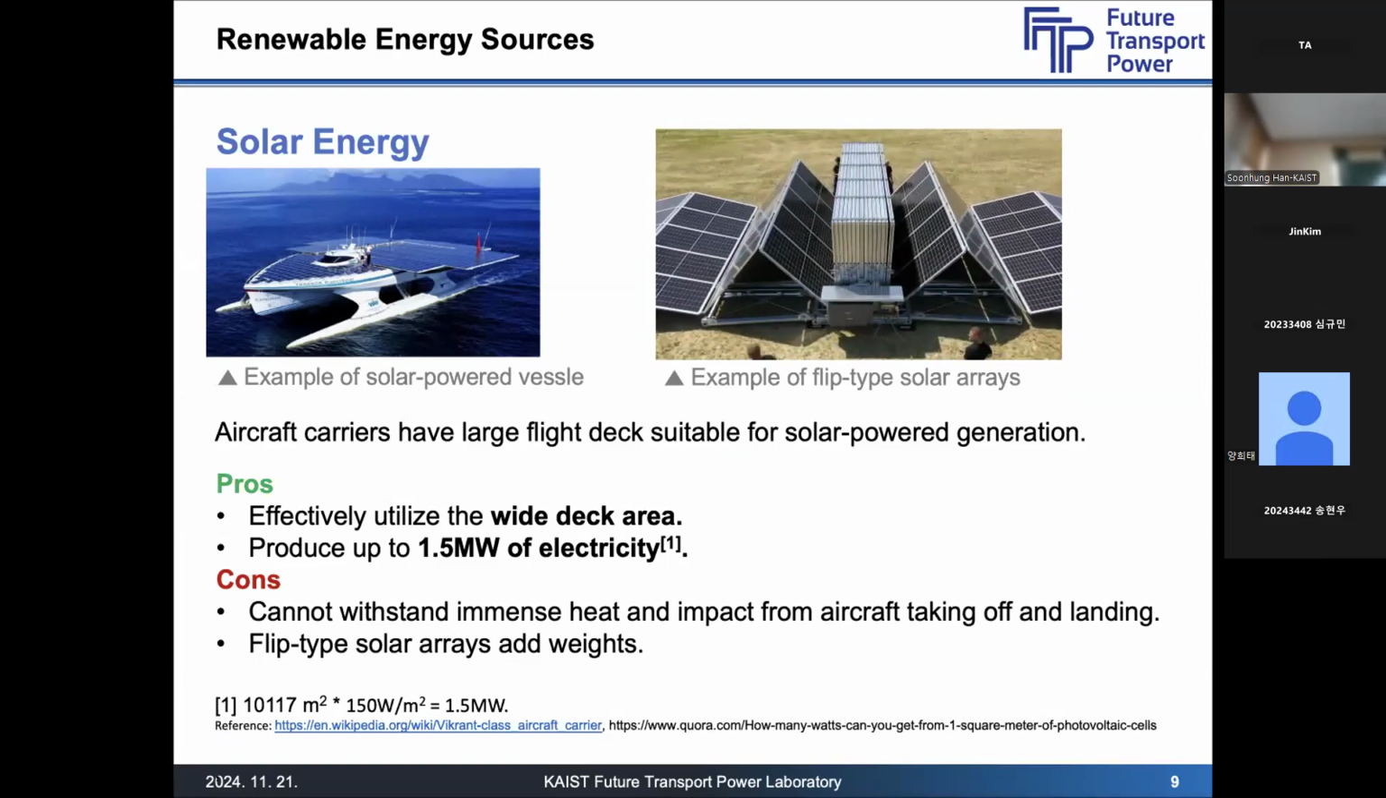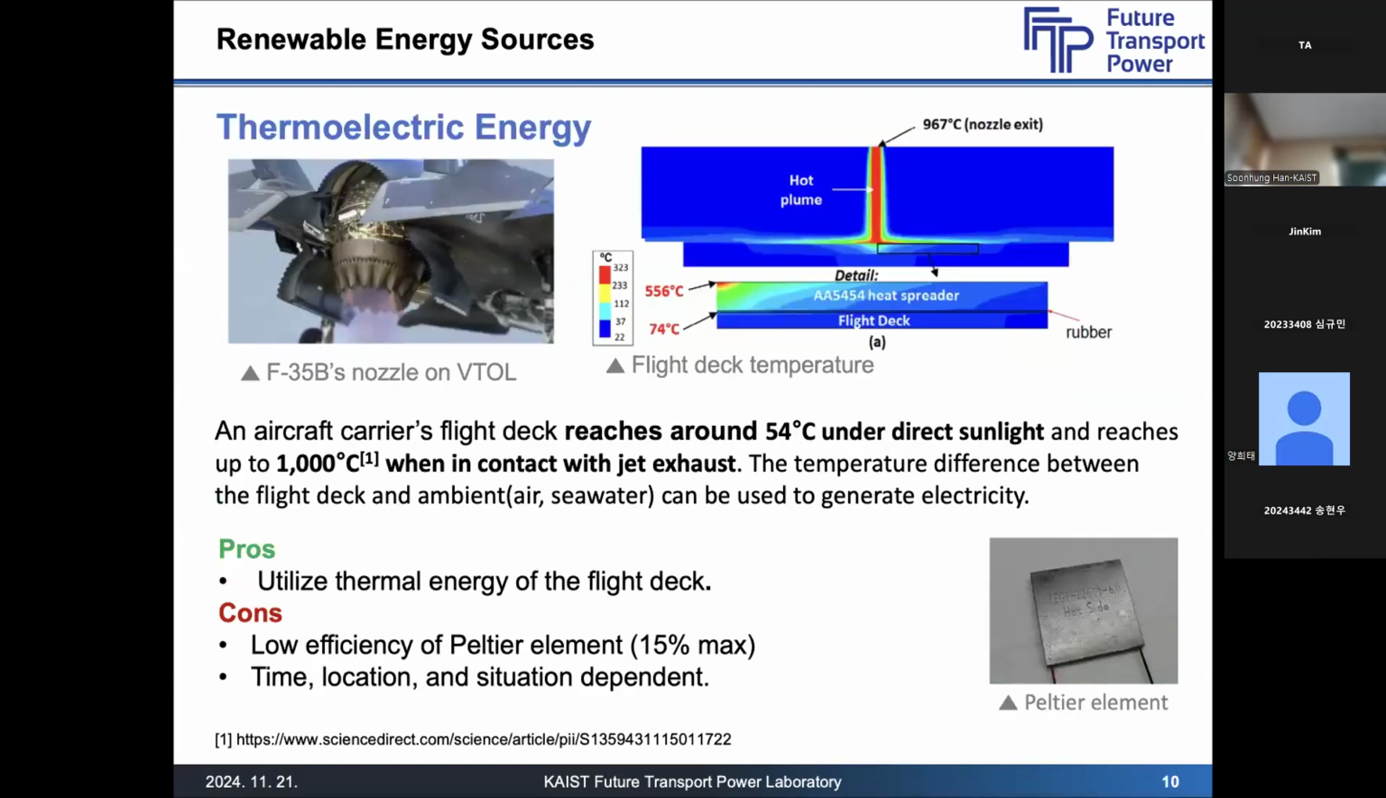The next one would be thermoelectric energy. An aircraft carrier's flight deck reaches around 54 Celsius under direct sunlight and up to 1000 degrees Celsius when in contact with jet exhaust. The temperature difference between the flight deck and the ambient, such as seawater, can be used to generate some electricity. So this method can utilize the thermal energy of the flight deck that is otherwise wasted.